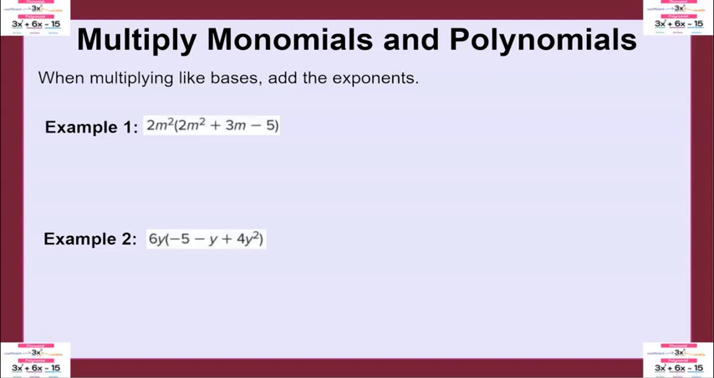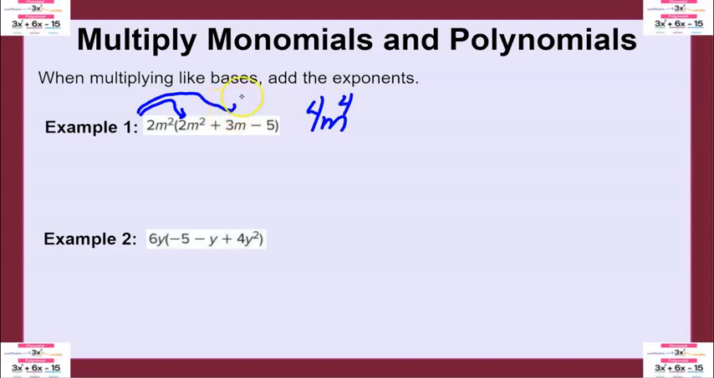So in example 1, we're going to multiply the monomial 2m squared times the polynomial of 2m squared plus 3m minus 5. So I'm just going to distribute the 2m squared. 2 times 2 is 4. m squared times m squared is m to the 4th.